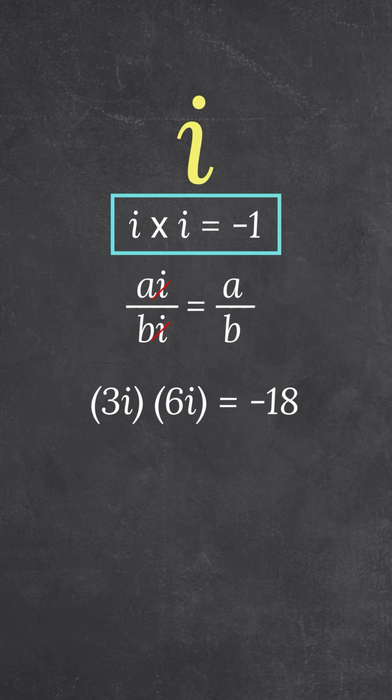And one last point. Sometimes a number is complex, meaning part of it is real and part is imaginary. So if we say 4 plus 3i, the 4 is the real part and 3i is the imaginary part.